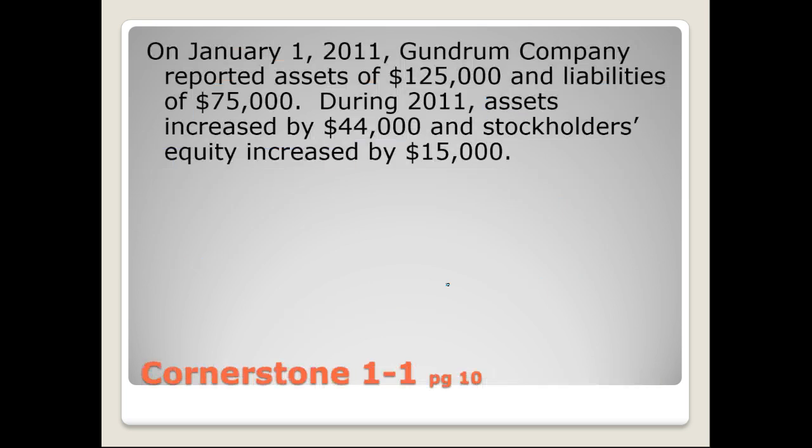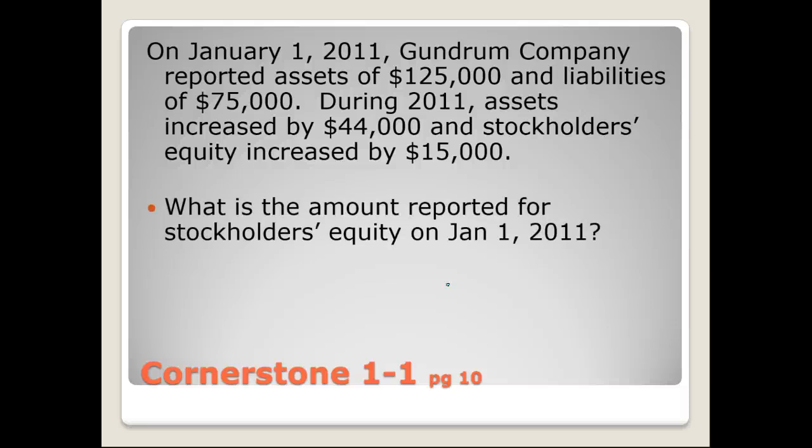Let's just test our understanding of that equation. On January 1st, 2011, Gundrum Company reported assets of $125,000 and liabilities of $75,000. That's at the beginning of the year. During 2011, assets increased by $44,000 and stockholders' equity increased by $15,000. So that's what happened over the 12-month period. Let's start at the beginning of the year. What is the amount reported for stockholders' equity on January 1, 2011?